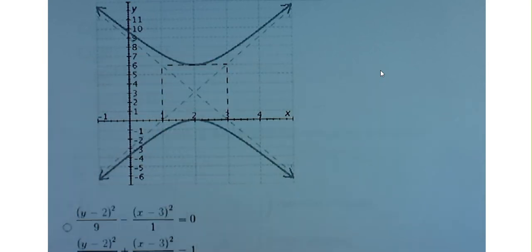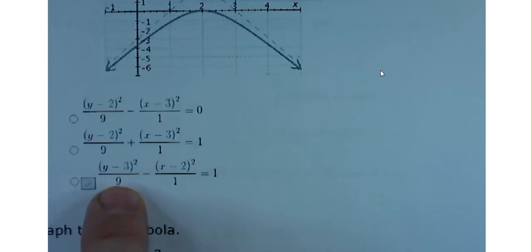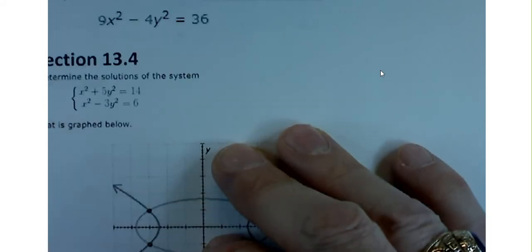The y squared term, because it opens up and down. So that's all your choices. They have a y squared term that's positive. There's the correct center with the correct dimensions for the box.